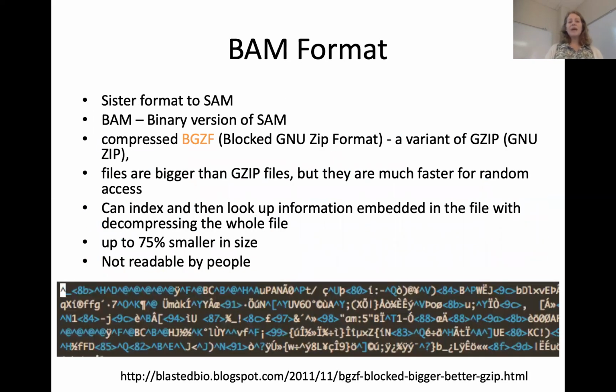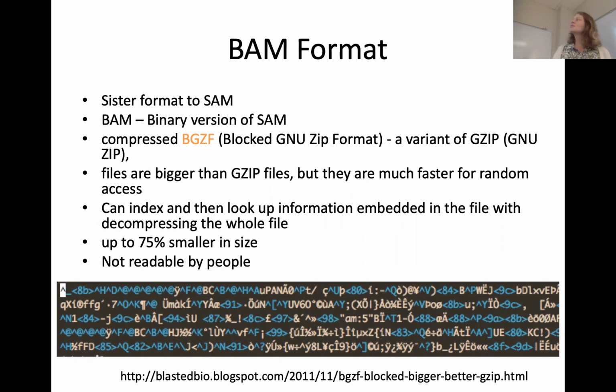BAM format is the binary version of SAM. It is basically taking the SAM and squeezing it way down into a much smaller file that is only readable by computers. This is really useful because SAM files are giant. They're huge. We have SAM files in my lab that take up like 100 gigs. It just depends on how much sequence data and alignment data you're cramming into this one file.